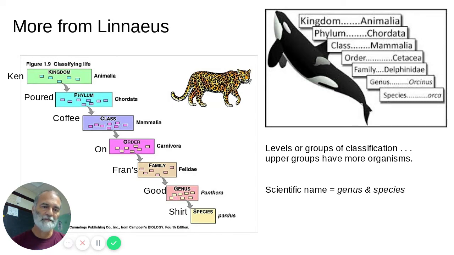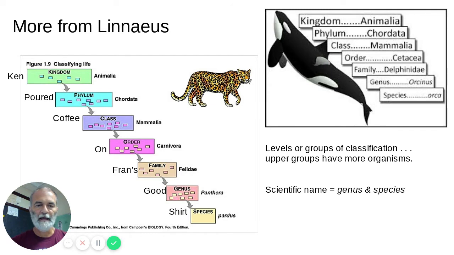So this goes back to the Songs of Life Science. Did Ken pour coffee on Fran's good shirt? We haven't gotten to the domains yet. That's the first thing, did. Ken would be kingdoms. Poured would be something called phylum, coffee, class. On, order. Fran's, family, good, genus, and shirt, species.